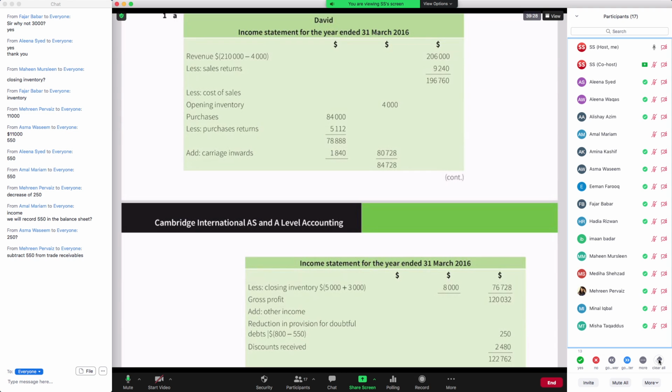If your answers are so far reconciling with the screen, then you can continue with your profit and loss account section. Profit and loss account section is after the gross profit. So you can continue with that. And once you have reached the net profit, then you give me a green check. I will show you the rest of the income statement.